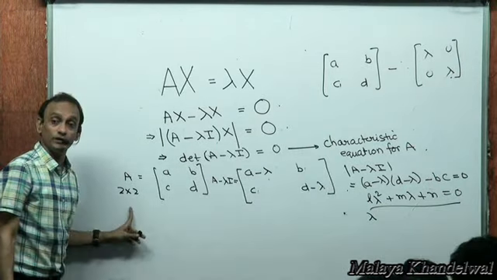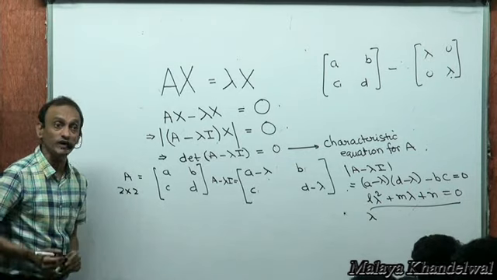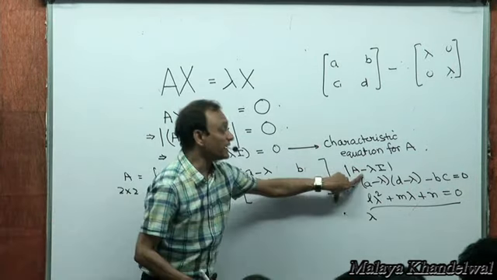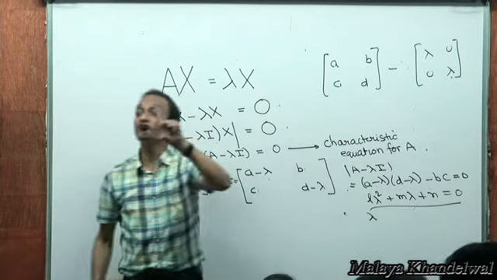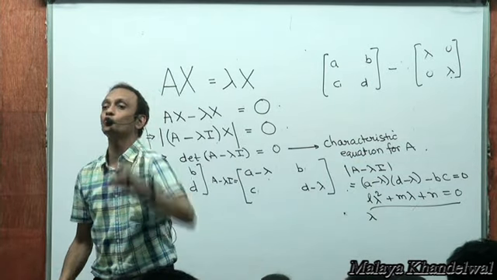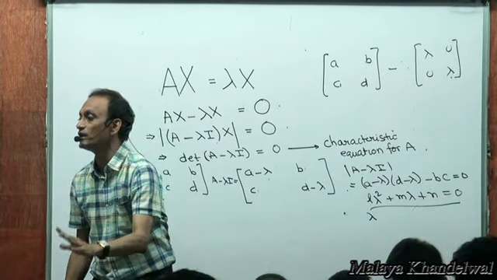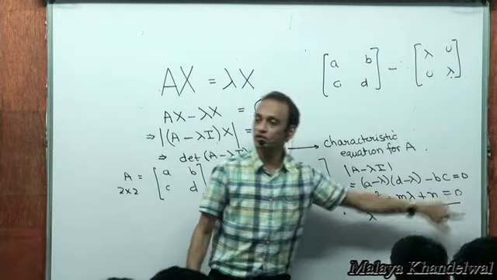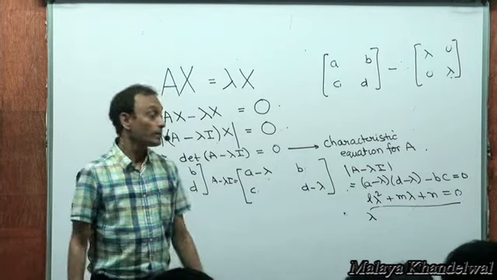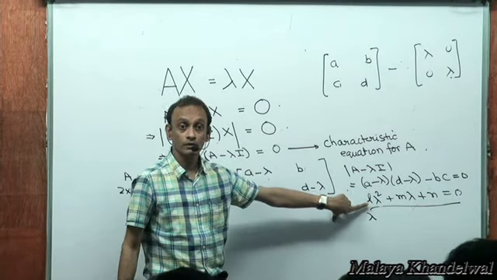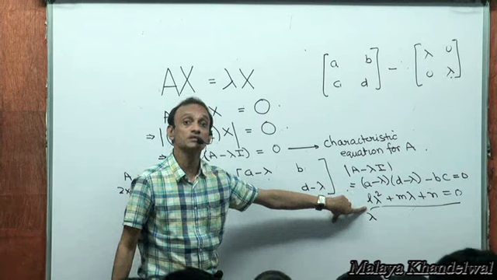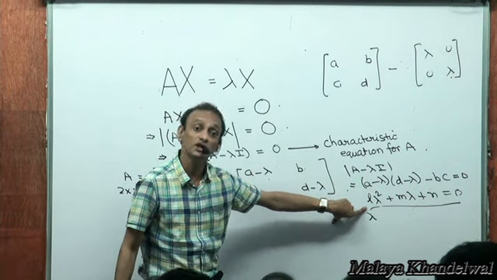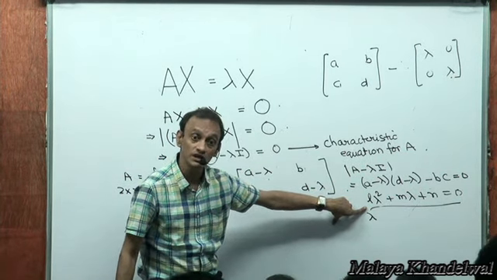If A is a 2 by 2 matrix, then the characteristic equation will give me a polynomial of degree 2 in lambda equal to 0. Right? This is the characteristic equation for A.